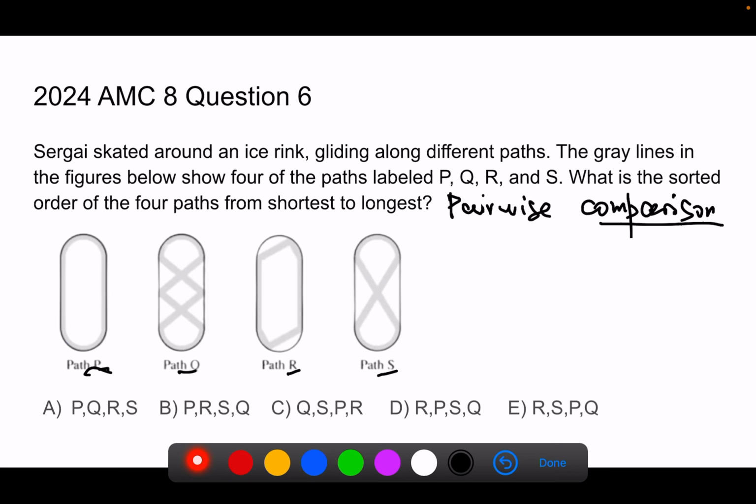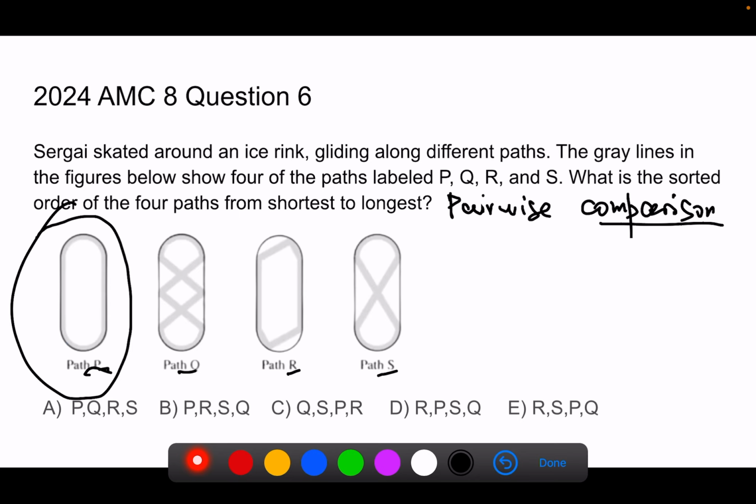For this picture, if you look at P, Q, R, S, which one has some common overlapping area with each of the other choices? I would say it's P. So the high-level strategy is to take path P, compare it with each other option, get a sense of how the order looks, and see what else I need to compare.